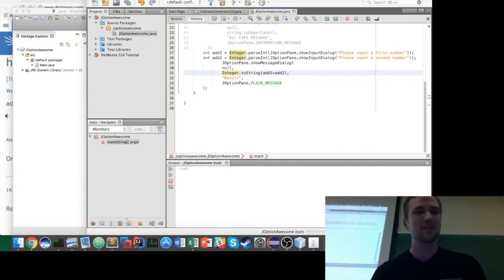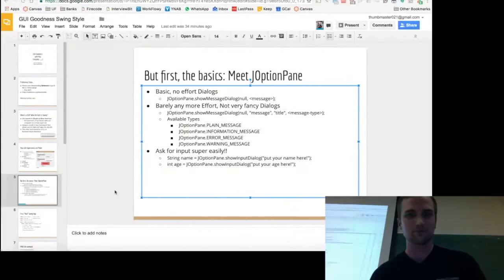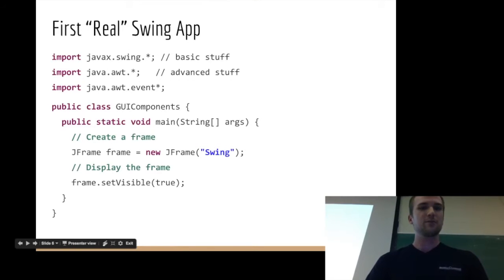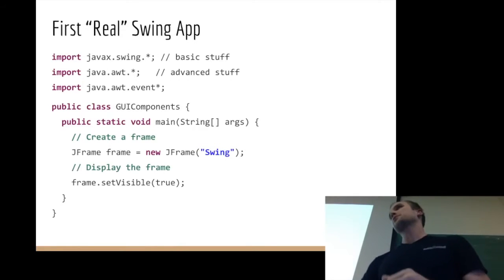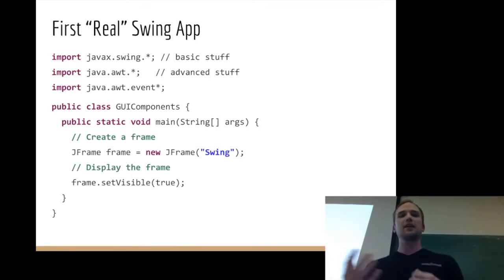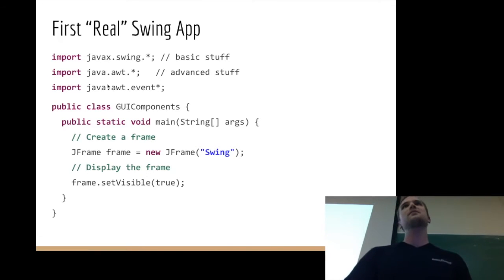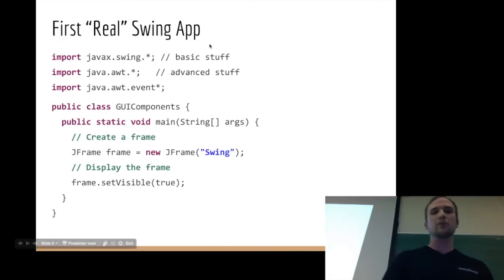All right. So we'll get on to the good stuff. So continuing on, here's our first real Java Swing app. This is actually going to create that JFrame that we talked about earlier, and then we're going to make it show. Again, very, very simple, but this is going to be the basis of our next example.